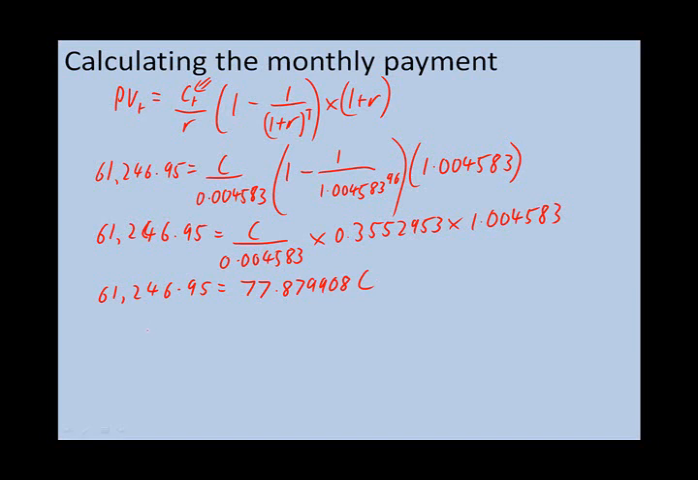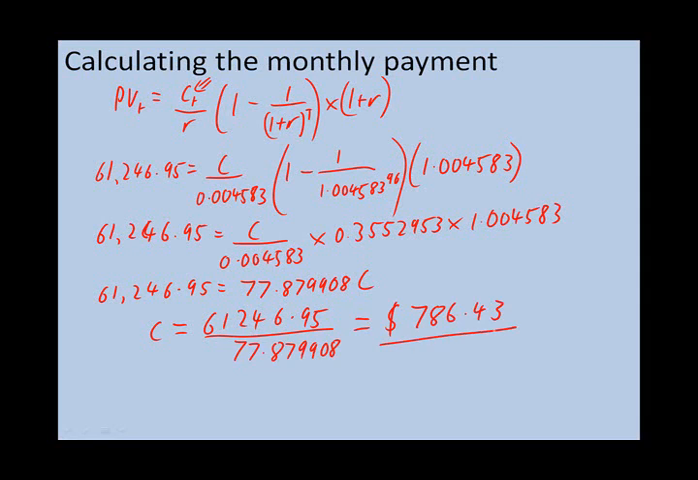Now we divide both sides by 77.8799, and we're left with C is equal to 61,246.95 divided by 77.879908, which equals 786.43. That is our monthly payment.